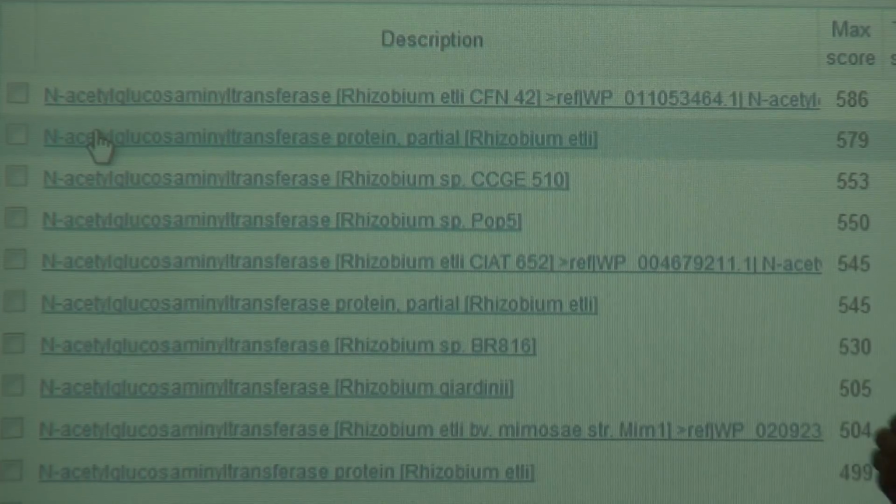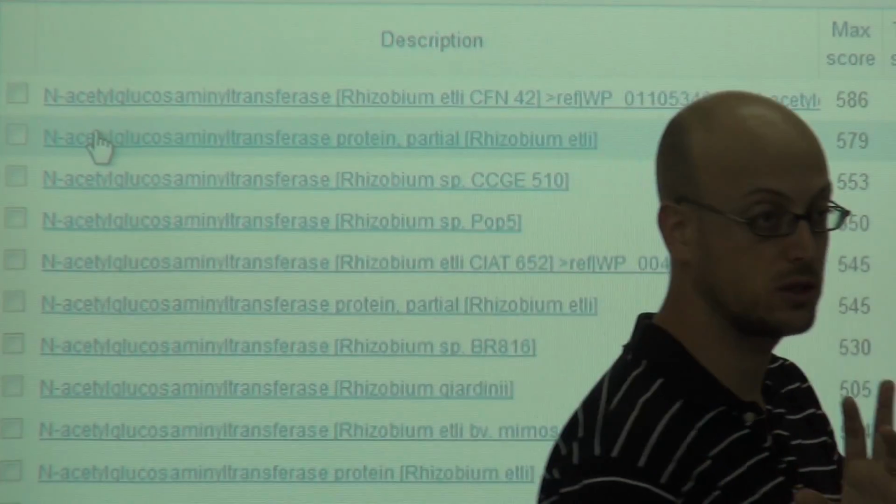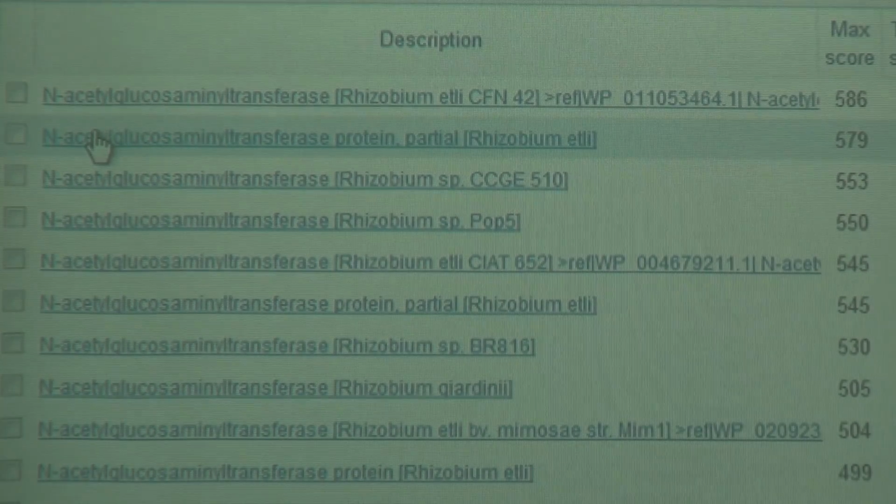And we know exactly which are the sequences that are similar to ours. And now we can start to take a look at them.